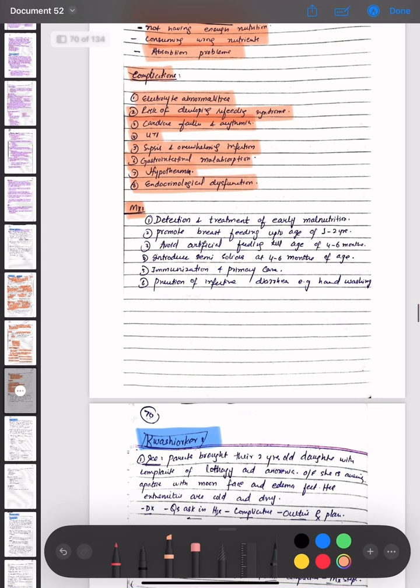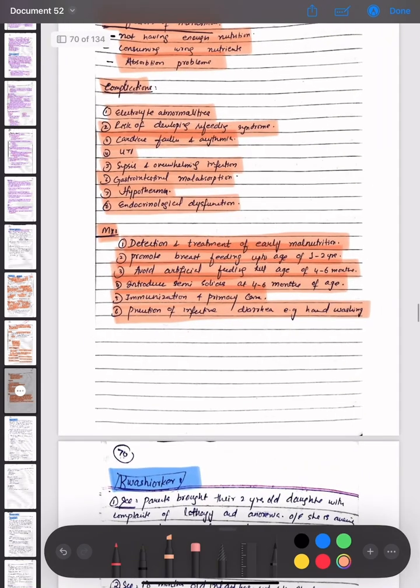The management options for marasmus are detection and treatment of early malnutrition, promote breastfeeding up to the age of 1 to 2 years, avoid artificial feeding till the age of 4 to 6 months, introduce semi-solids at 4 to 6 months of age, immunization and primary care, and the prevention of infective diarrhea, for example, hand washing.